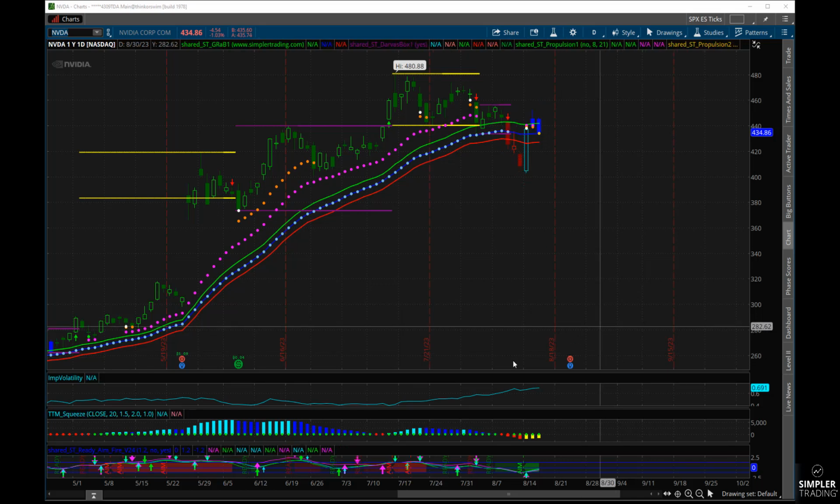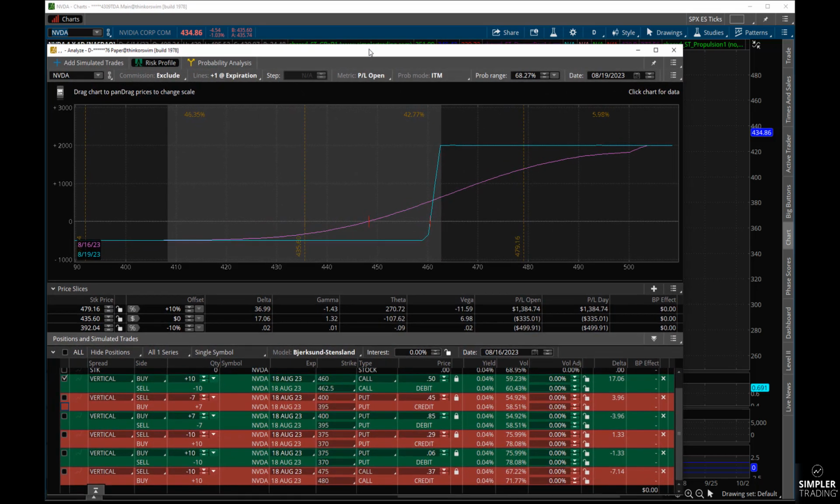So let me show you the trade and let me show you what I did. Again, a very simple trade. We did a call debit spread. Now I went out to this Friday, August 18th, because the earnings are going to be reported next Wednesday on the 23rd. So your choices are, do you go to this Friday, the 18th, or do you go to next Friday, the 25th? Well, they report on the 23rd, so I want to be out of the trade before the 23rd, so it makes sense to go into the 18th.